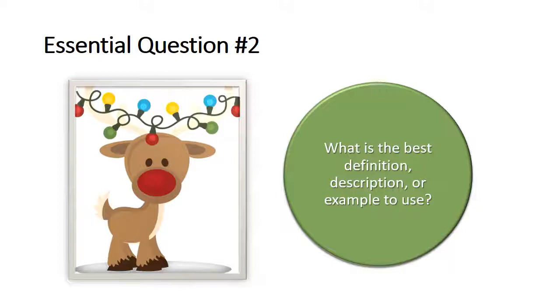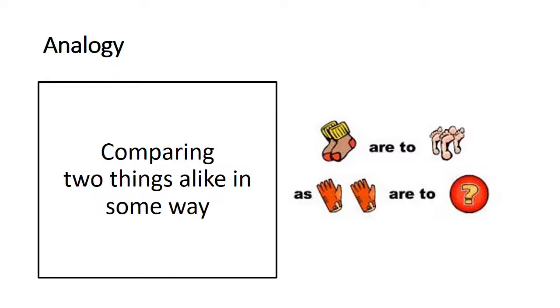Essential question number two, what is the best definition, description, or example to use? Let's look at the words. The first word is analogy. The definition of analogy is comparing two things alike in some way. For example, socks are to feet the way that gloves are to what? The answer is hands.